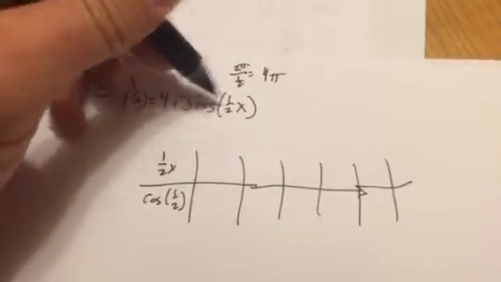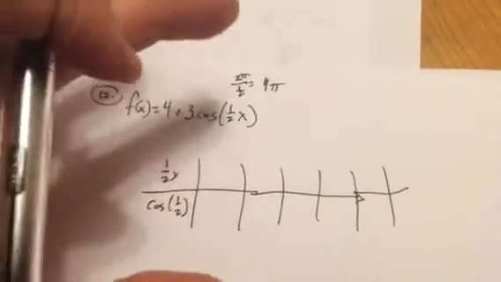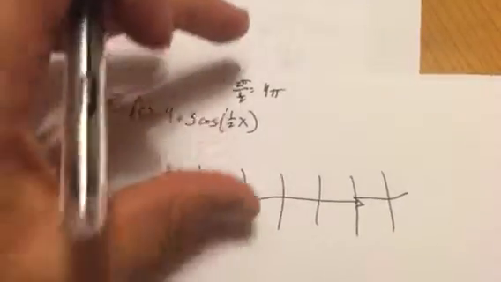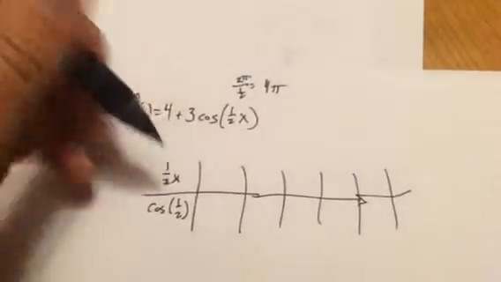That 3, that multiplier, it's outside, so it's going to affect the y values. It's going to affect our amplitude, 3 times wider from the center. And this plus 4 is also outside. That's going to shift the whole thing up 4. And I'm going to just do that a piece at a time in the table.